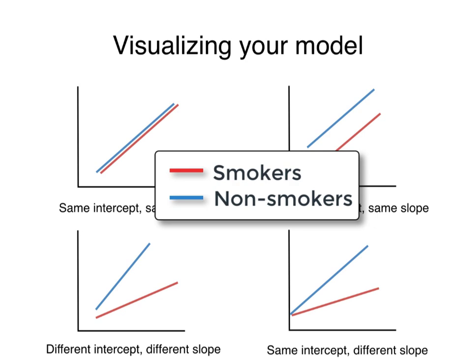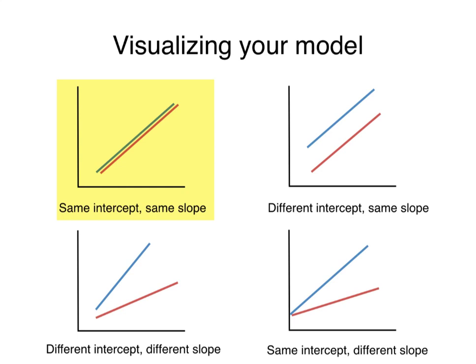Let's say that smokers are red and non-smokers are blue. On your top left is a model where smokers and non-smokers have the same intercept and same slope. This model is saying that smoking is not important. The lines are pretty much exactly the same. On the top right is a model where the 2 lines have the same slope, but different intercepts. This model implies that smoking is associated with a reduction in head circumference, but the rate at which head circumference increases with gestational age is the same for those who smoke and don't smoke.